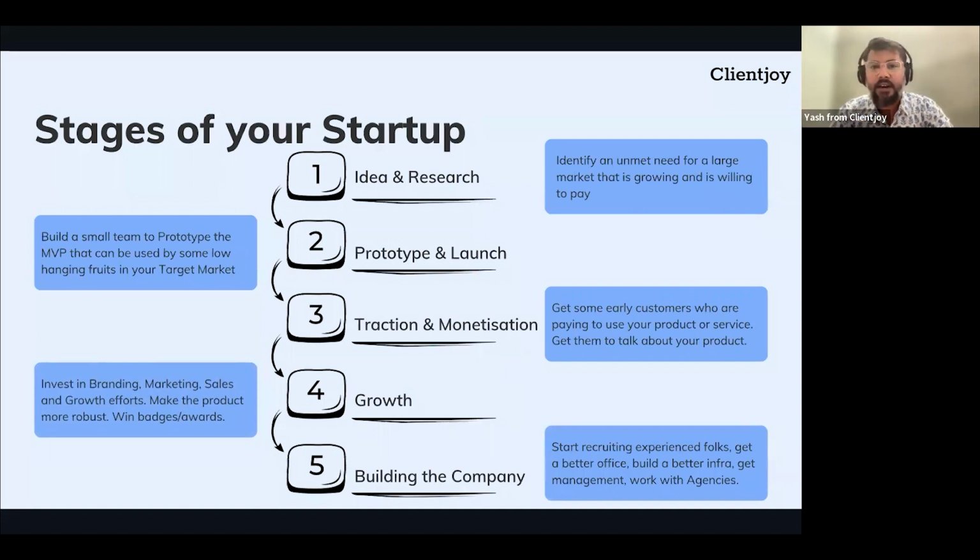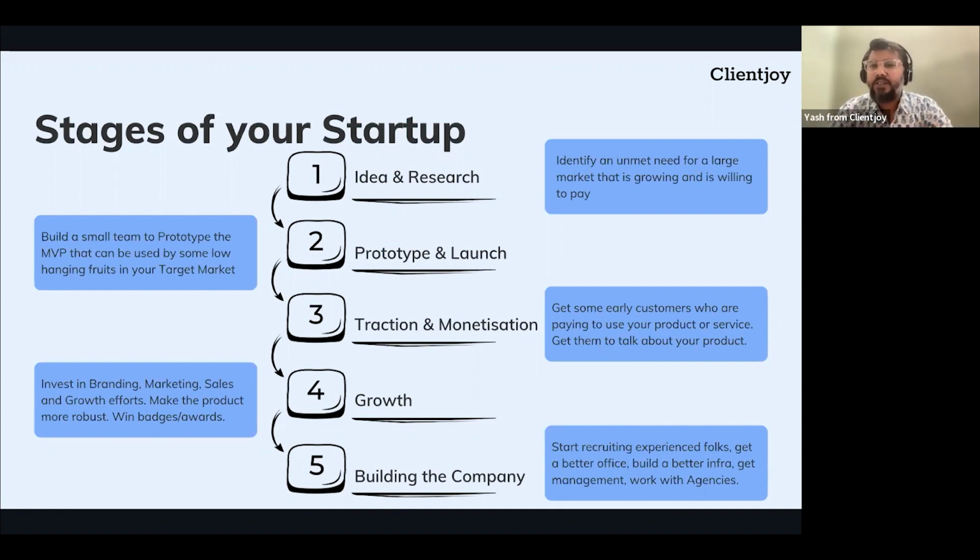Stages for any startup is you start with an idea, some amount of research, you prototype whatever you've thought about it, whatever conclusions that you got from the research, and then you launch. The next step is to get some amount of traction and monetization. The step after is to invest in growth, and then you start to build your organization. Then you start to scale your company and build your company.